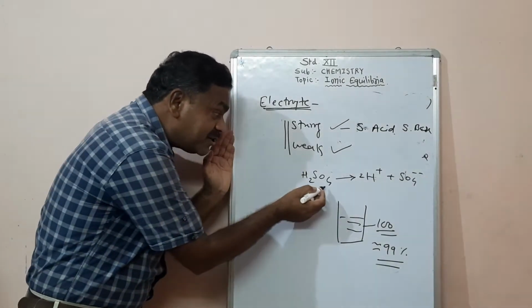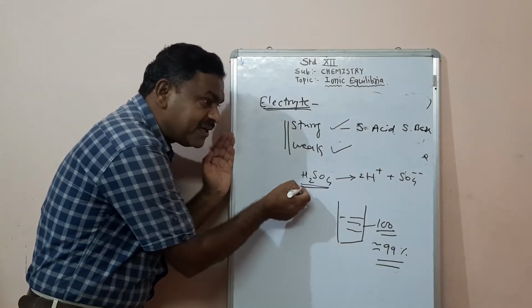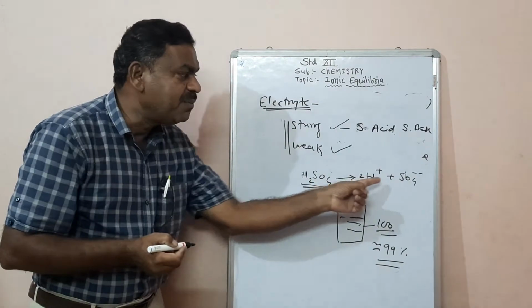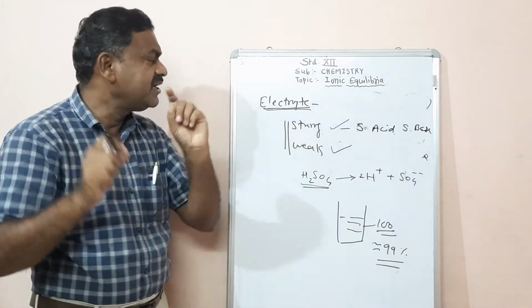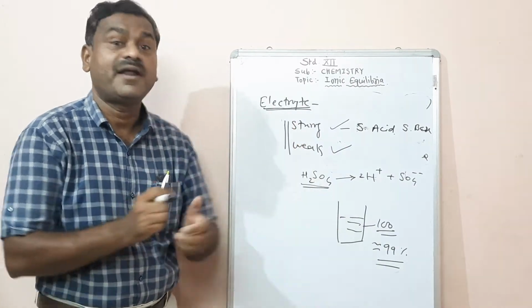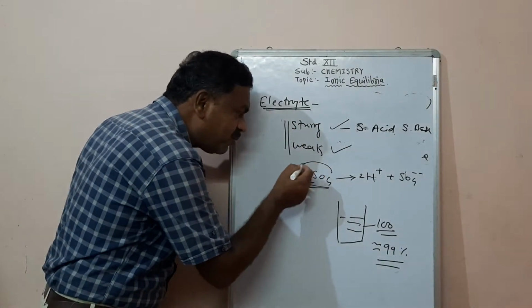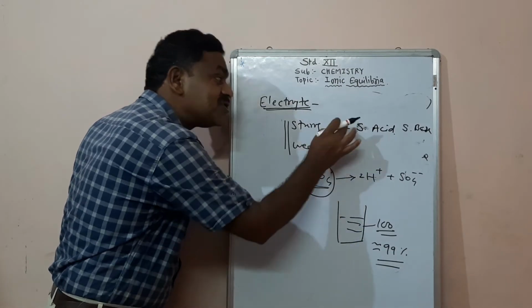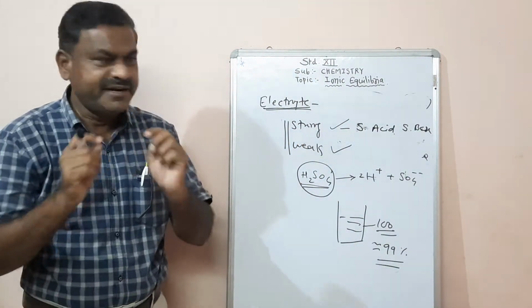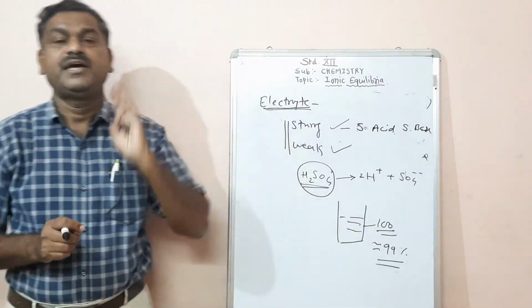Here, an electrolyte which dissociates completely, or almost completely, is called a strong electrolyte. Therefore, H2SO4 is a strong electrolyte. H2SO4 is a strong acid. That is the first type.